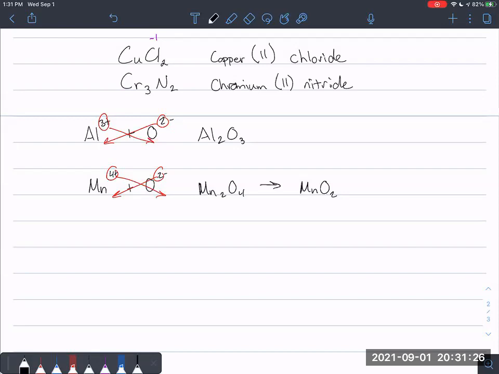Remember, we don't have class on Monday. It's a holiday. So we're going to start off next Wednesday talking about how to name binary compounds that have two nonmetals present, as well as how to name compounds that have polyatomic ions.